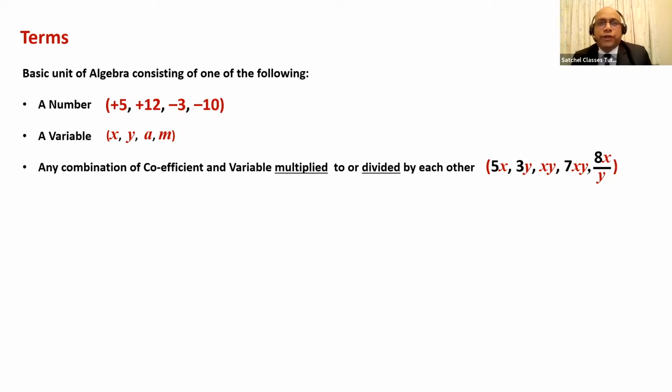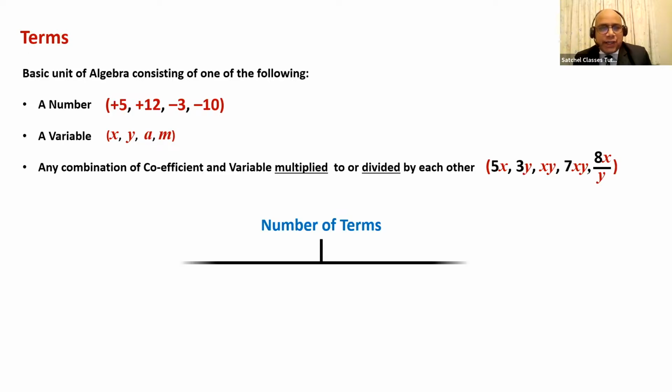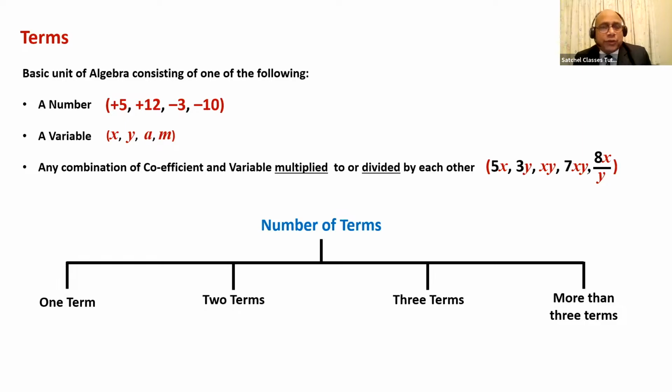But the more important thing is, how are algebraic expressions classified on the basis of terms? Well, depending on the number of terms, an algebraic expression can be classified. If it has one term, it is called a monomial. For example, 7x, 4y, 6xy. All of these are expressions having exactly one term, and hence each one of them is a monomial.